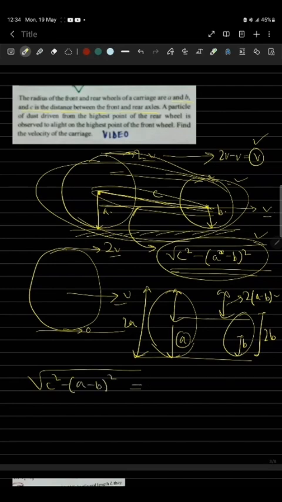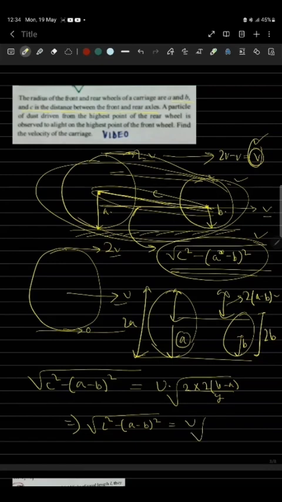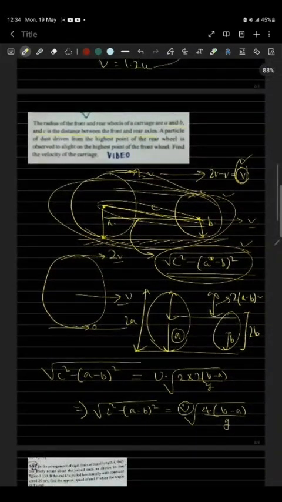So we are going to write this square minus (a minus b) whole square. This is equivalent to the horizontal velocity into 2 into (2b minus a) by g. So we have root under c square minus (a minus b) whole square is equal to v root under (4b minus a) by g. From here we can calculate the velocity.